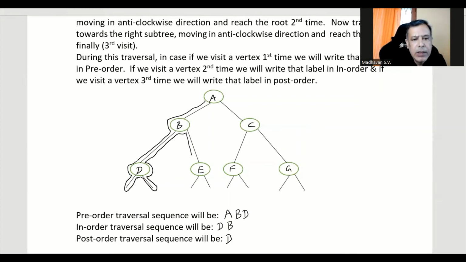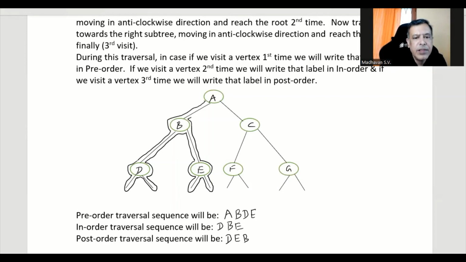Then come like this. You visited E now, which is for the first time, so I write it here. Then traverse like this. You again visited E, so you write it here, second time. Then you circle and go like this. Again visited E, that is the third time, so you write it here. Then traverse through this. You visited B now, that is the third time you are visiting B, so you write it here.